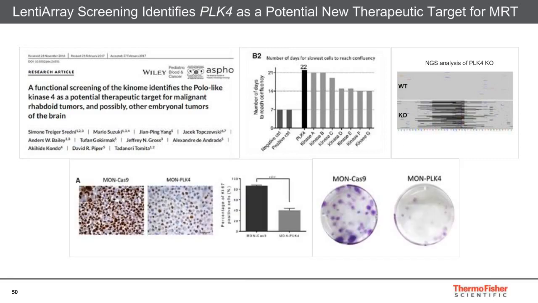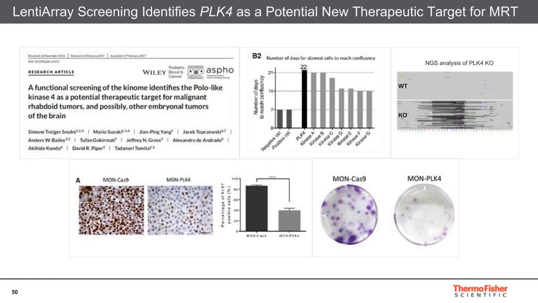And she further confirmed the slow growth rate using Ki67, a cell proliferation marker, and you do see significant difference between the cells wherein PLK4 was knocked out. The proliferation rate was significantly different as compared to the parental cell line or just Cas9 expressing MON cells.